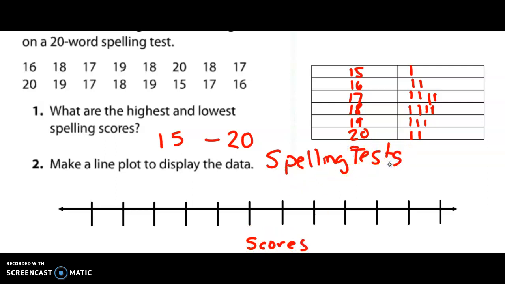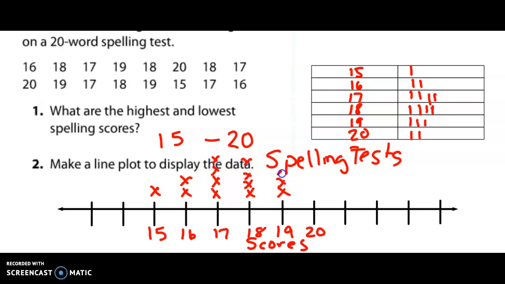So then I need to come up, I have to go from 15 to 20. So I'm just going to do an interval of 1 because they're right next to each other. So I'm going to start here, 15, 16, 17, 18, 19, and 20. And then I'm going to place my X's. So there's 1 at 15, there's 2 at 16, there's 4 at 17, 4 at 18, 3 at 19, and 2 at 20. So that's what our number line would look like.